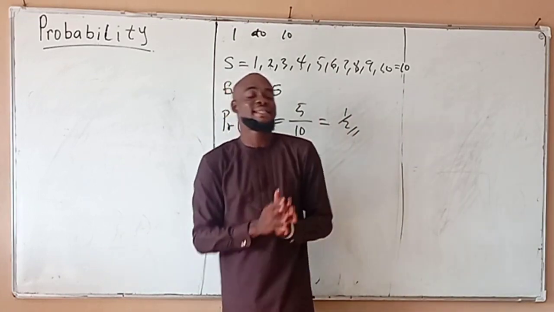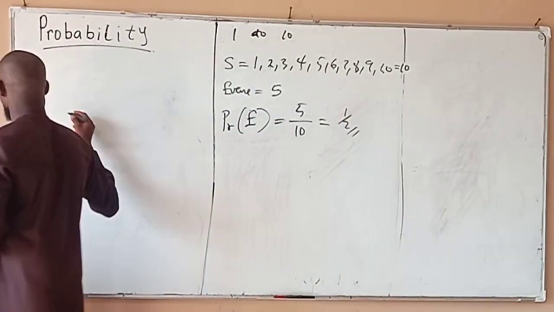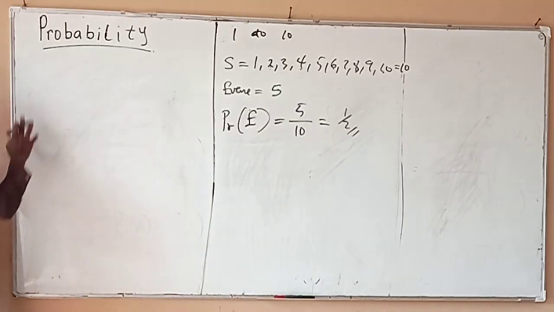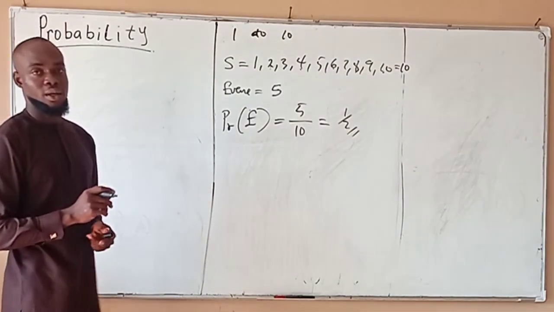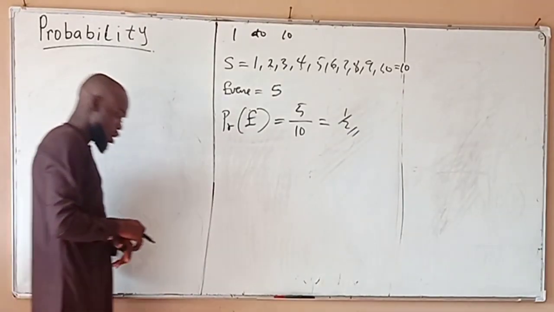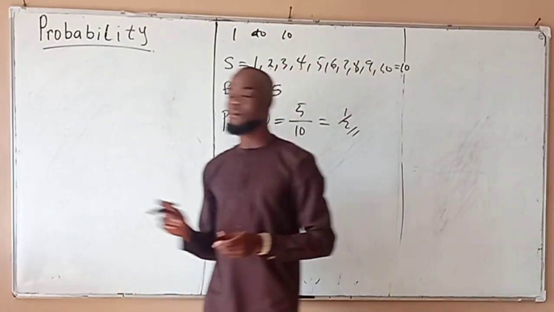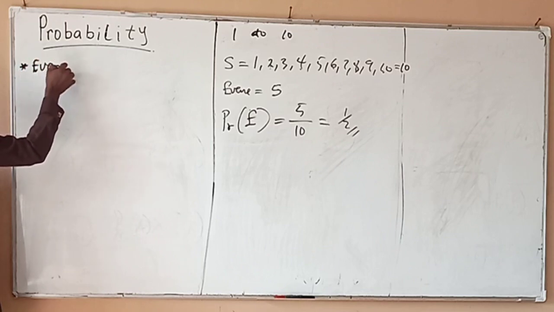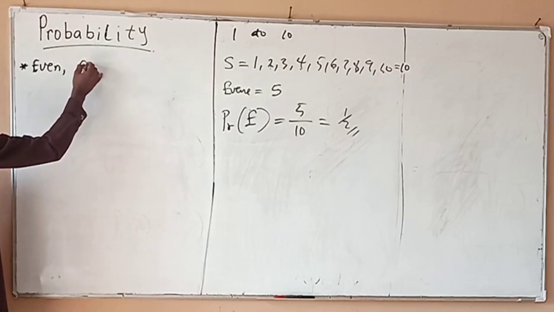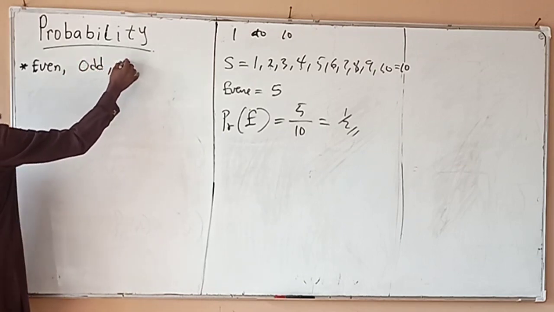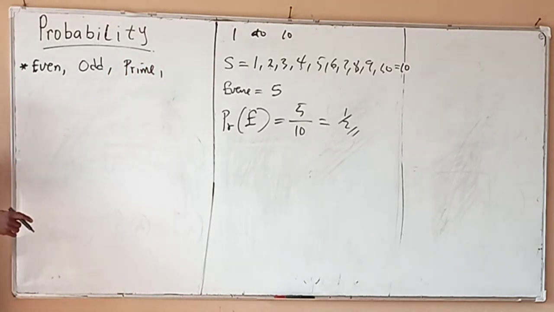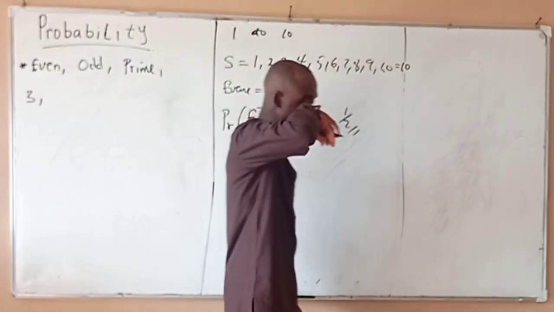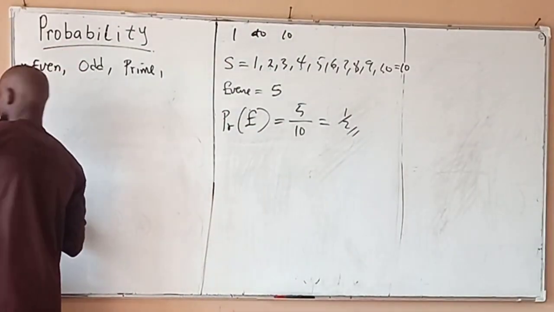Now, we have other questions. Question 2. If a 6-sided die is tossed once, obtain the probability of having: number 1, even numbers; number 2, odd numbers; number 3, prime numbers; number 4, a 3.